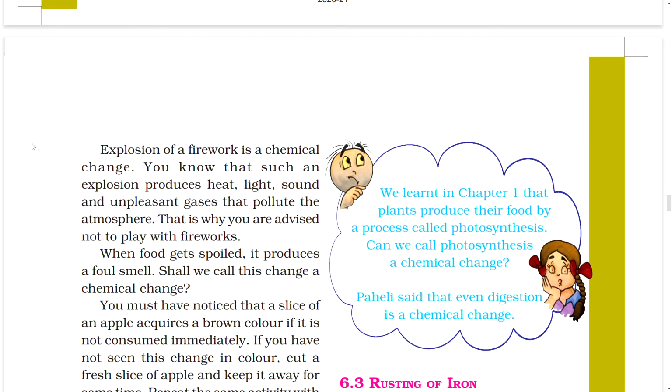We learned in chapter 1 that plants produce their food by a process called photosynthesis. Can we call photosynthesis a chemical change? Paheli said that even digestion is a chemical change.